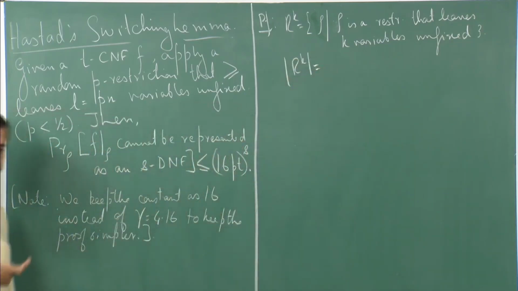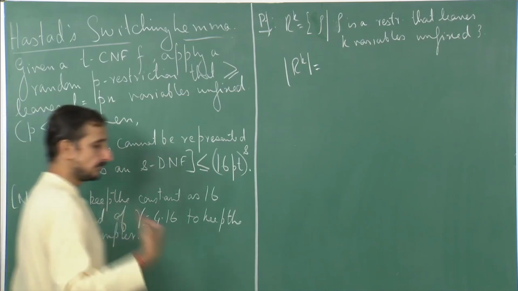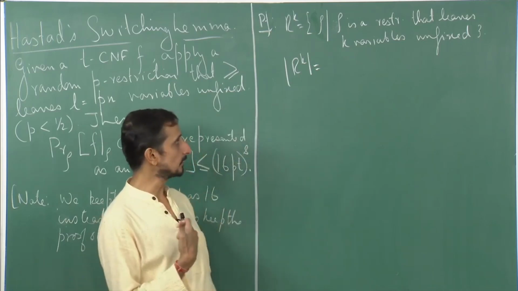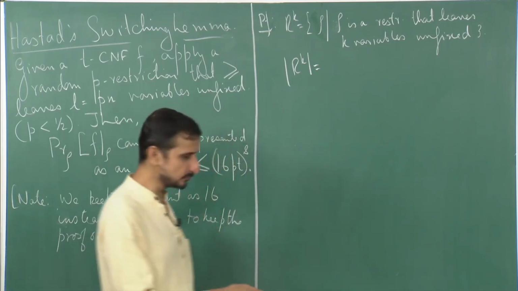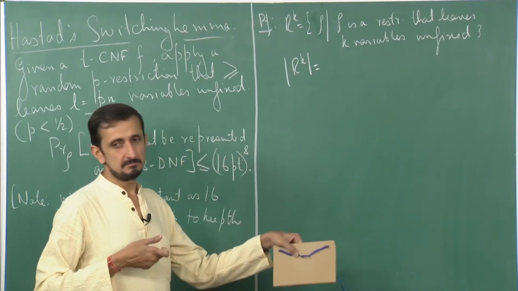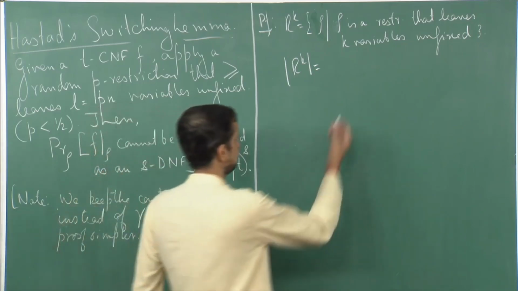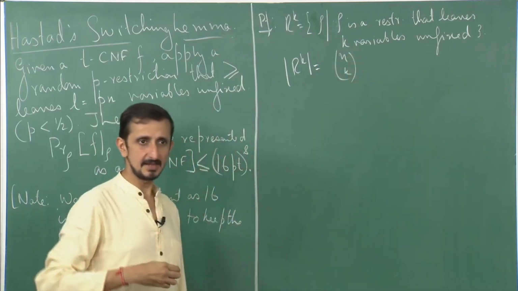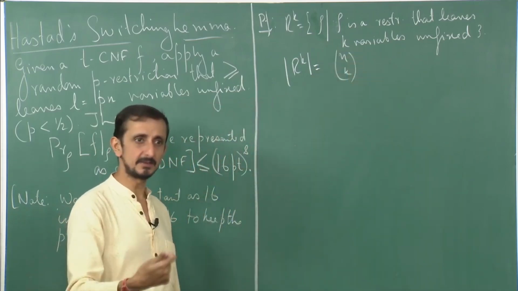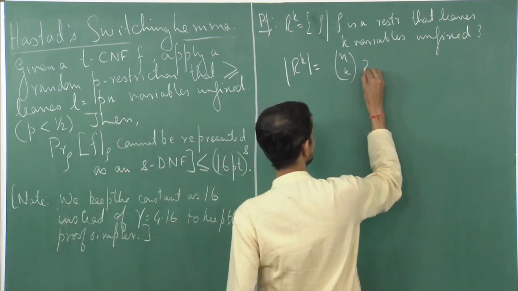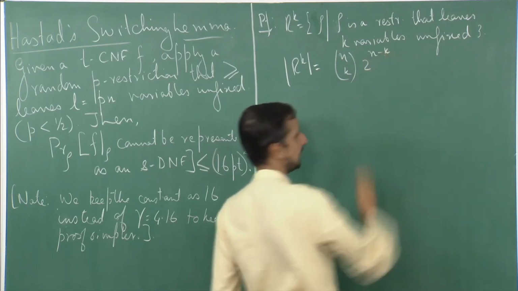Okay. And what is the size of R_k? If you have a restriction which keeps k variables unfixed, in other words it is fixing n minus k variables, what is the total number of such restrictions? We can first choose those k positions which are unfixed in any of n choose k ways, and the remaining ones, the ones that we are fixing, either go to 0 or 1. So there are two choices for each of them. So it is n choose k times 2 to the power n minus k.